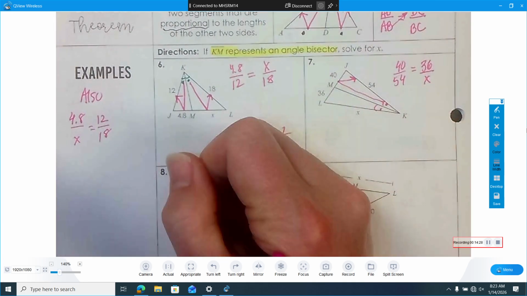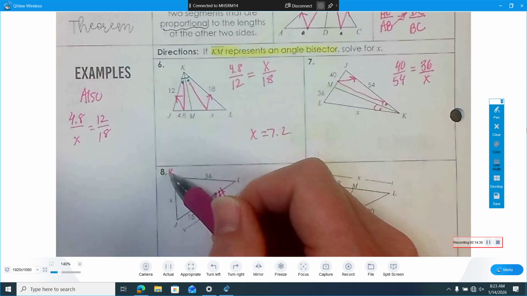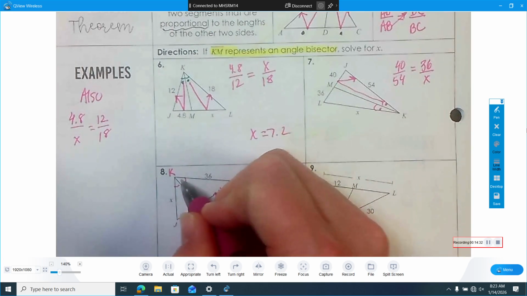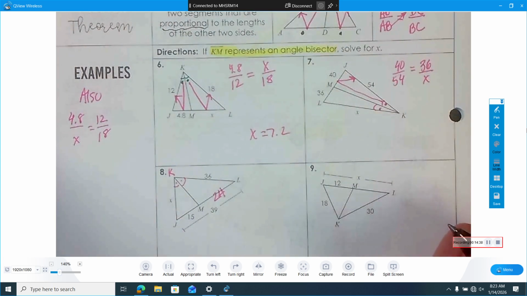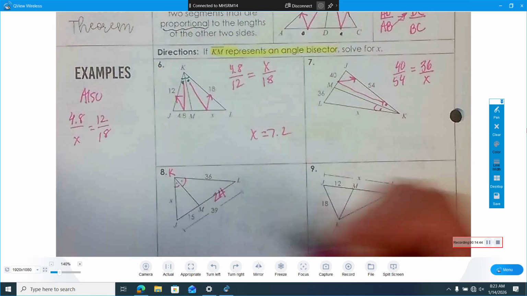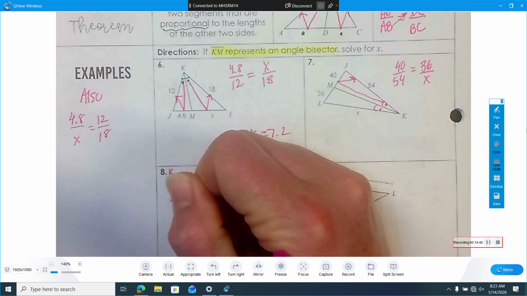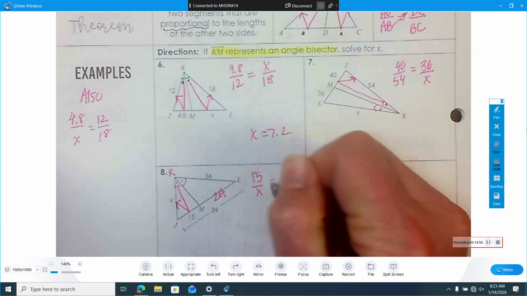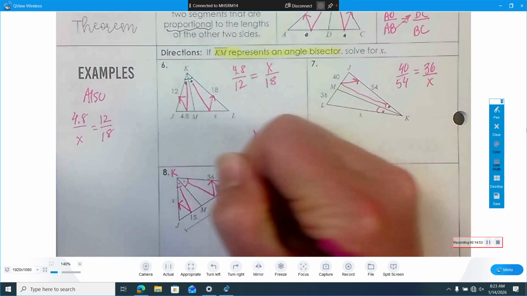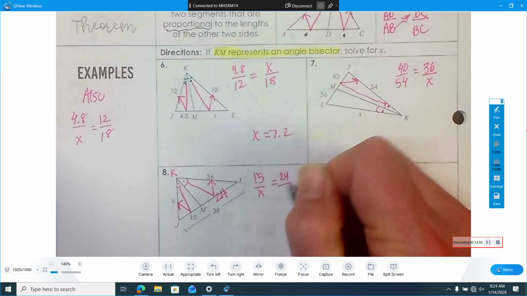And again, they left off the K. That's so adorable. So again, we have our little angle bisectors here. So how should we set this up? You did it that way again. It works well, doesn't it? I like the visual. 15 over X is equal to 24 over 36.